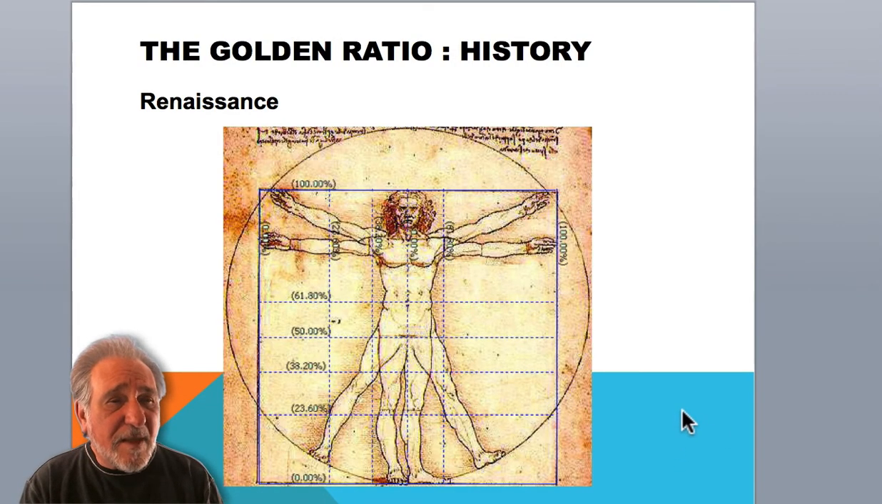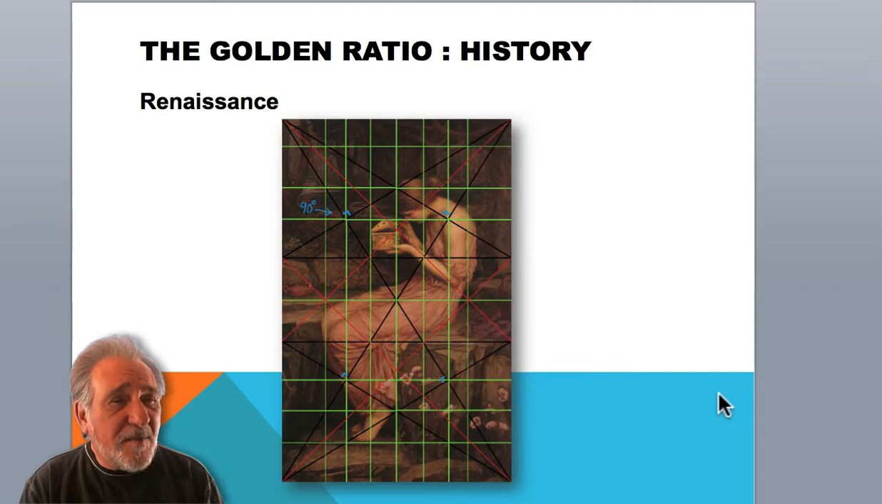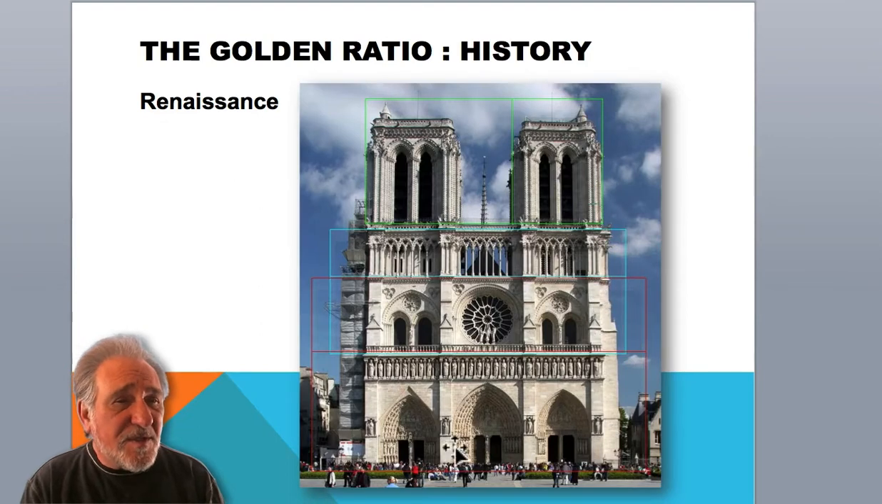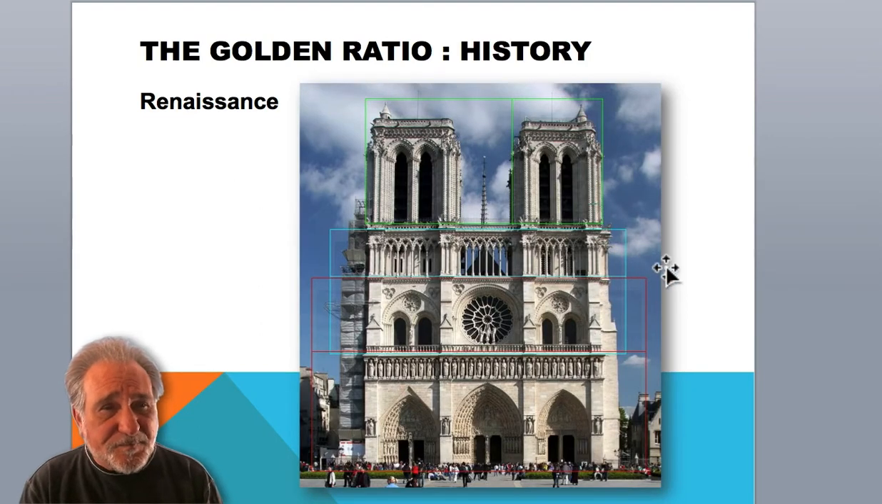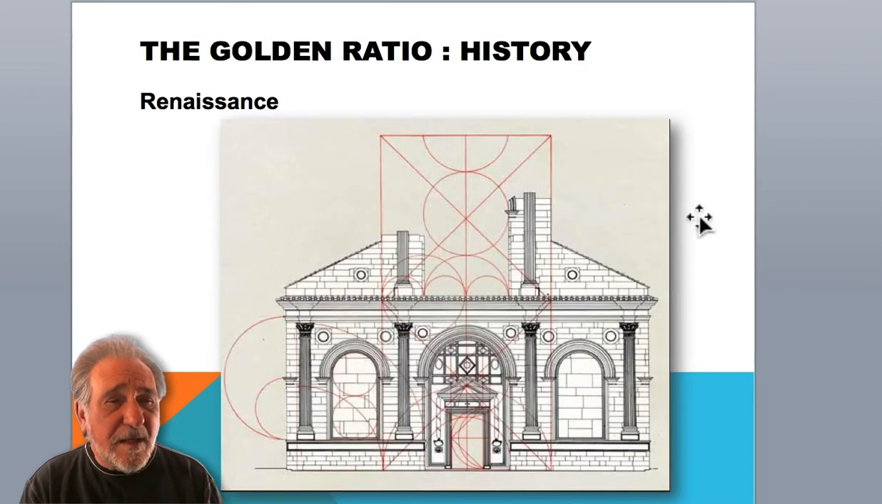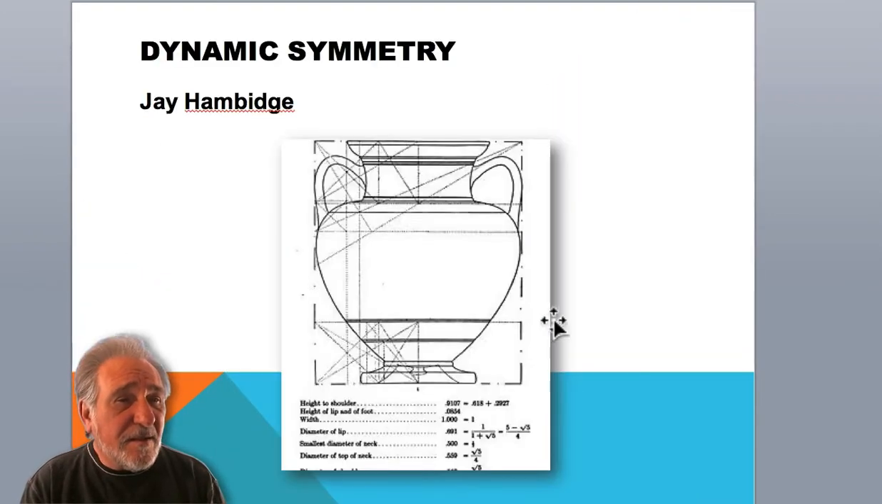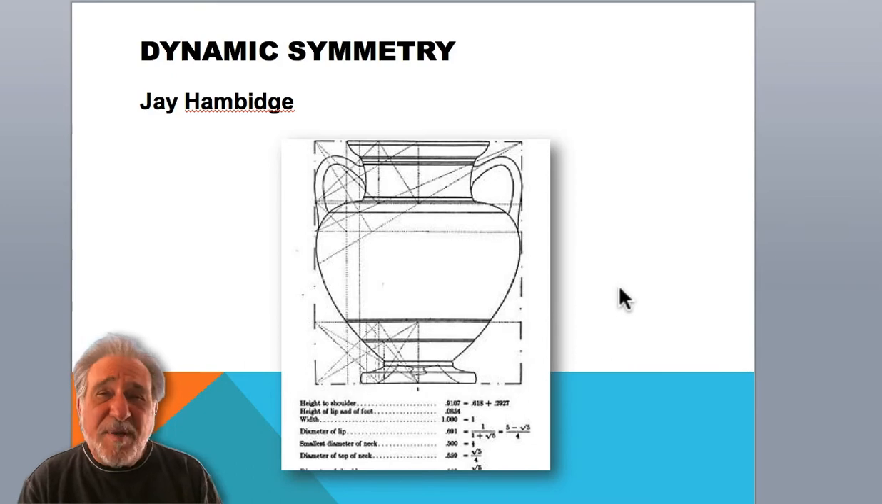And then we start seeing it in Renaissance paintings, and they start using the proportion to develop both perimeters and also the relationship of body parts. We see it in their murals. We see it in the architecture. More architecture.